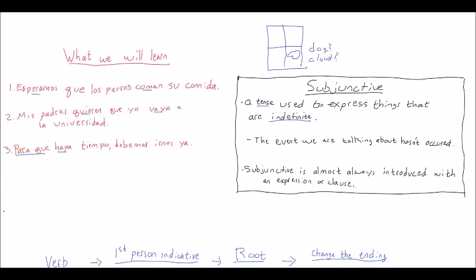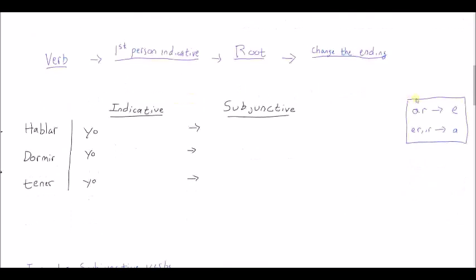foggy. The subjunctive is a way of expressing uncertainty, or in the case of this temporality thing that we're talking about, events that haven't occurred yet. We don't know what's going to happen, and therefore our window into the future is foggy. Now, luckily, subjunctive is almost always introduced with an expression or a clause, which we'll get into later in the video. But first, let's talk about how we conjugate the subjunctive.